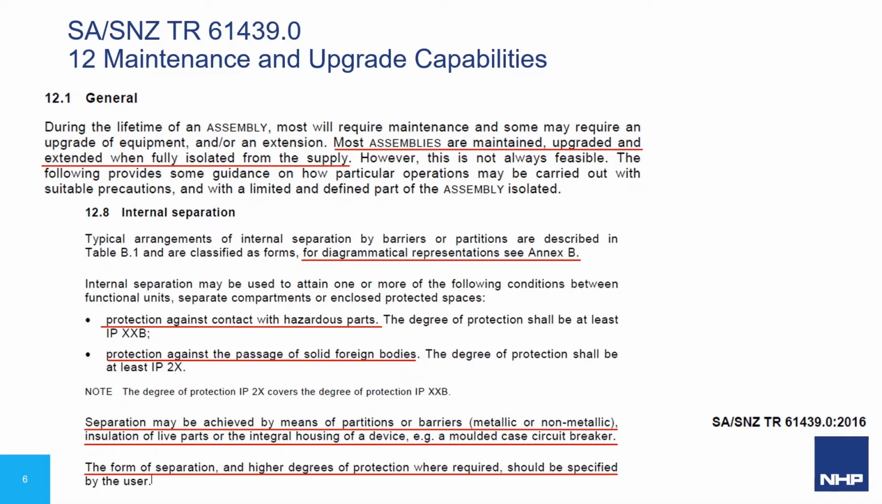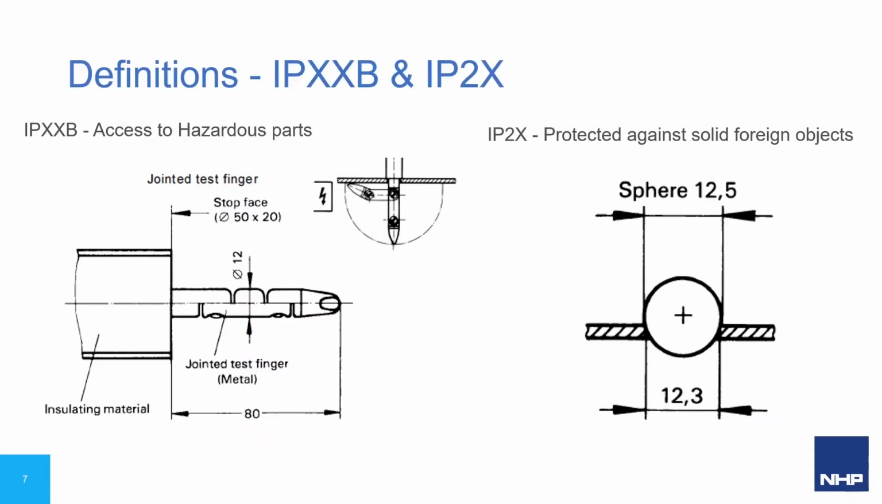The end user should consider their need for maintenance and upgrade and their ability to isolate the supply for the switchboard when considering a form of separation and higher degrees of protection, keeping in mind it is rarely justifiable to work on a switchboard unless it is isolated from supply.